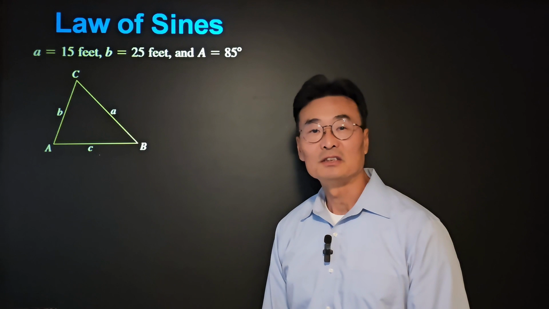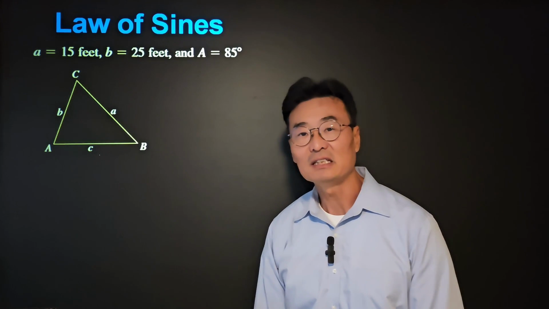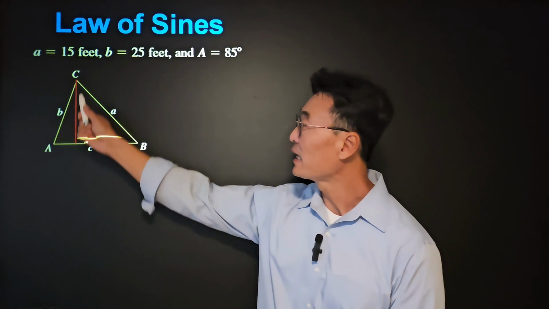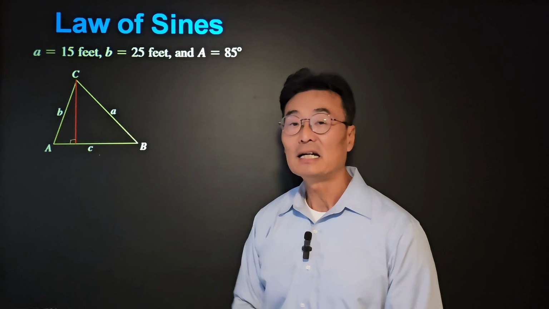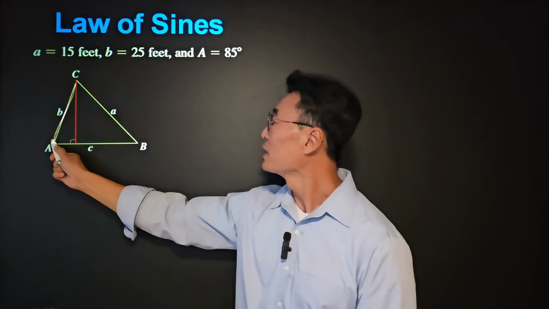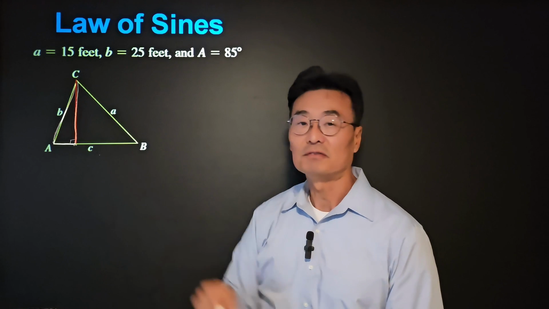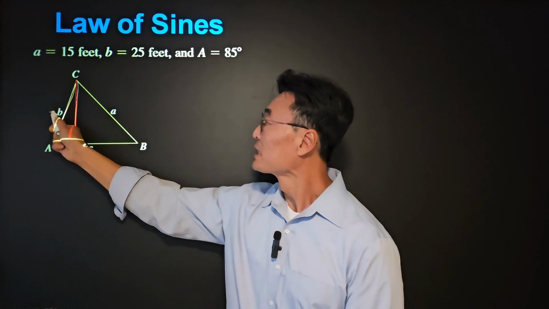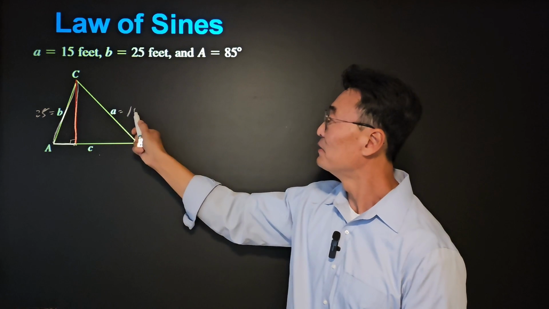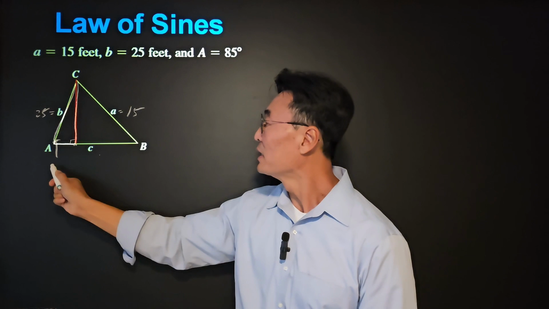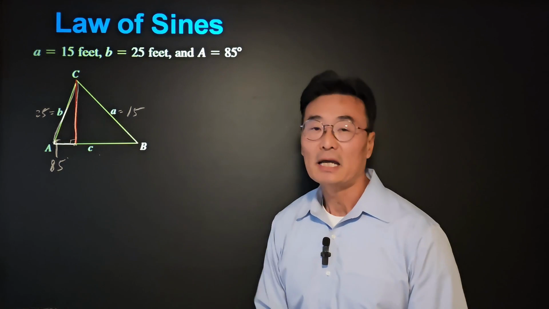We'll go ahead and draw our generic triangle ABC. And what we want to do is draw an altitude like that. And let's take a look at this triangle on the left, where side B is given as 25, and side A, by the way, is 15. Angle A right here is 85 degrees.